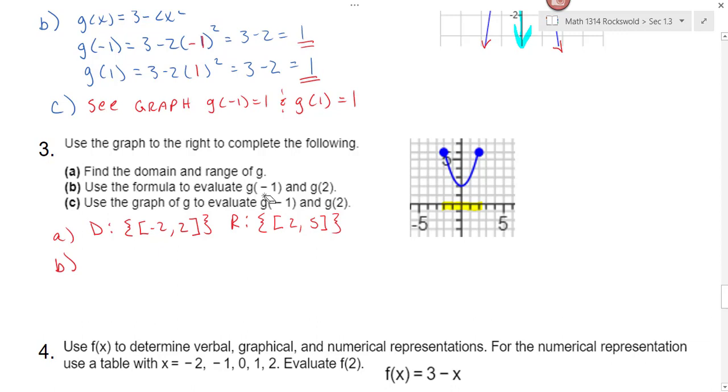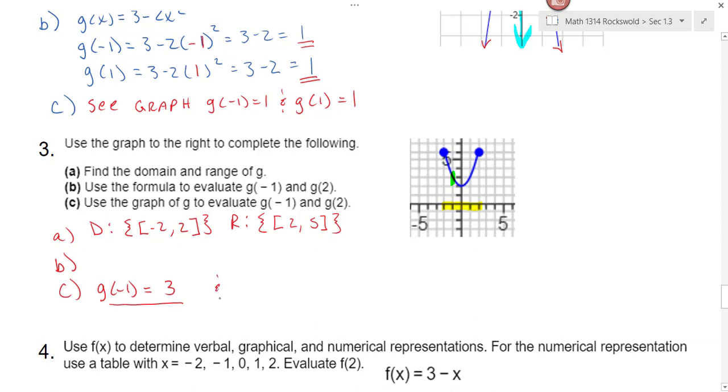B says to use the formula to evaluate the function. I'm going to skip that step just because it's time consuming. Are y'all okay doing part C and just look at the graph to evaluate and find g of -1 and g of 2? Looking at the graph, we go over to -1, and right there is g of -1. What value is that? 3.